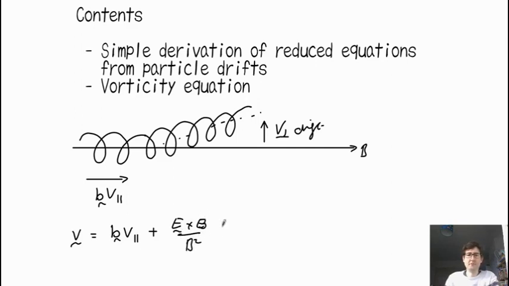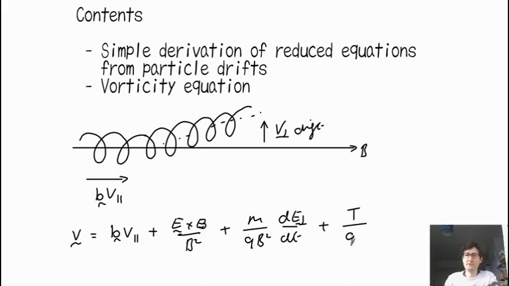So E cross B over B squared. Plus then we have the polarization drift, so it's just proportional to the mass. And there we have a Q B squared, and here we have a dE perpendicular by dt, so that's the polarization drift. And then plus we have the magnetic drift, and there are a few different ways of writing this, but essentially it depends on the temperature.